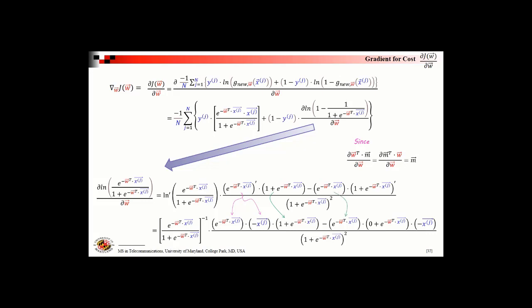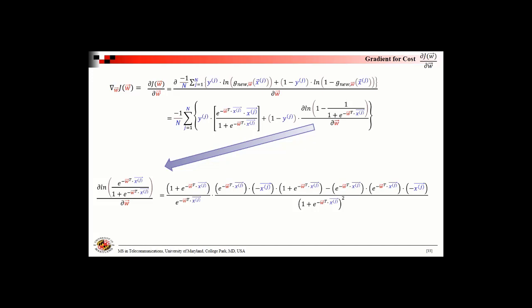In the next term, the numerator gets copied over straight, and the denominator gets primed. In other words, we take its derivative. Derivative of 1 is 0. Derivative of e to the something is just e to the something, and then we have to multiply that, because of the chain rule, times the derivative of minus w transpose x. We get minus x for the same reason we saw above. And then the denominator is squared. We haven't changed that.